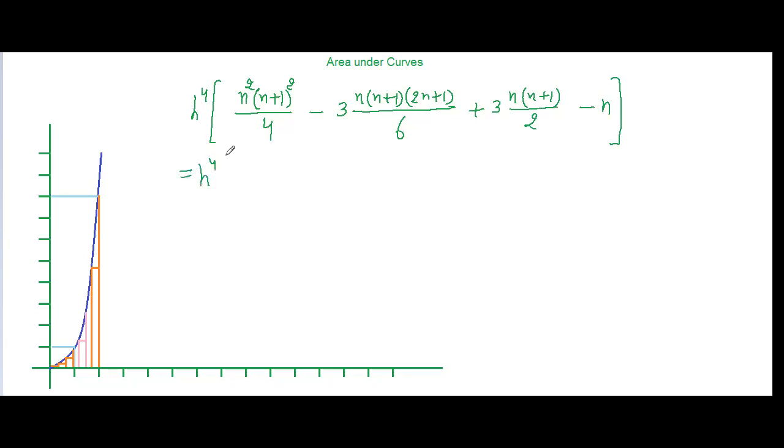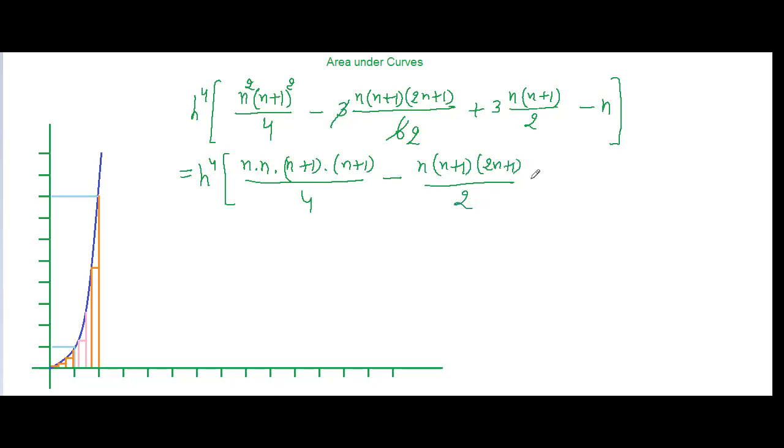One step more and then I will take h power 4 inside. N square can be written as n into n, (n plus 1) square can be written as (n plus 1) into (n plus 1), divided by 4. Here 3 cancels. It is simply n into (n plus 1) into (2n plus 1) divided by 2. This is 3 by 2 n into (n plus 1) minus n. Now I multiply h power 4 inside.